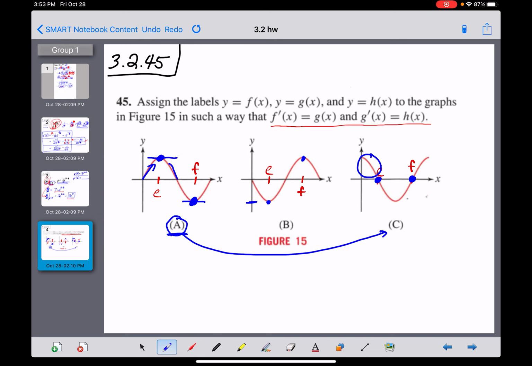Then, in this middle area here between E and F, the function in A decreases. So its derivative would have to be negative, and that's what happens here in C. And then after F, this function in A increases. Its derivative would have to be positive. Okay, so I think we found something here, guys. I think C could be the derivative of A. So in fact, let me write that. C, I think, is the derivative of A. I'll just call that A prime.